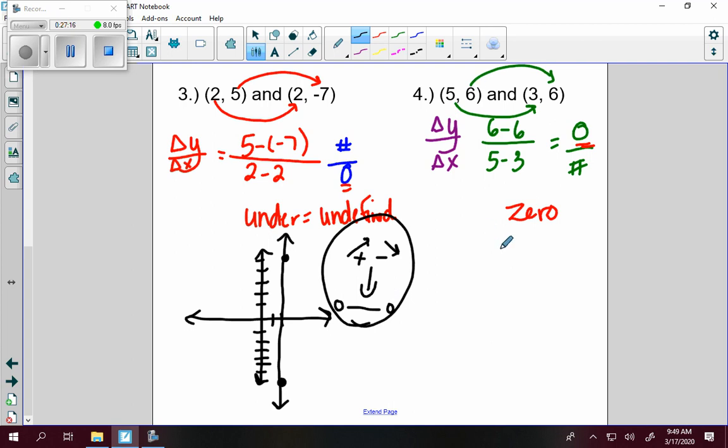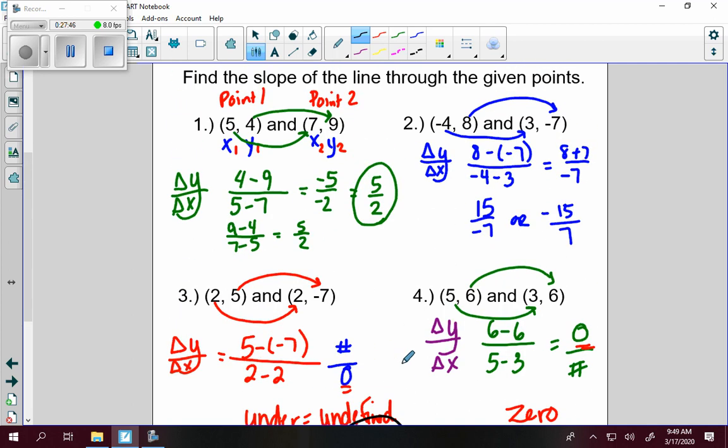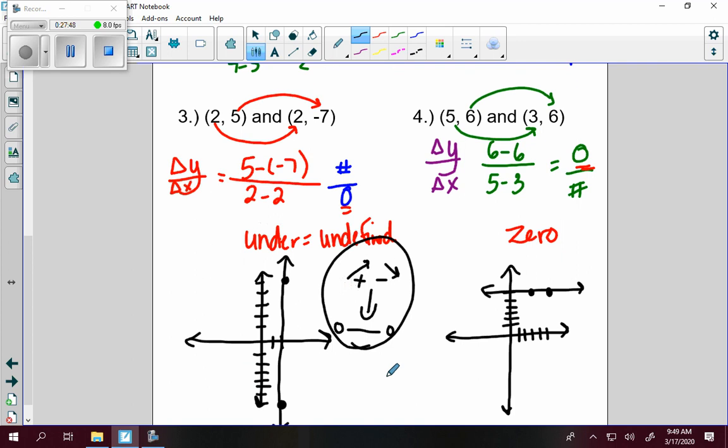If I were to do a quick sketch of this graph, I would have 5 6, so I would go over 5 and up 6. And I would go over 3 and up 6. And my graph would look like this. And if we look at slope man, ooh, it's a 0 slope. That is awesome! Cool. All right.